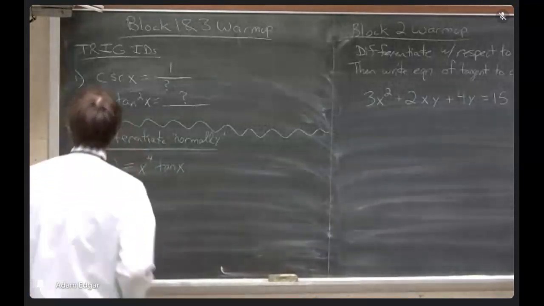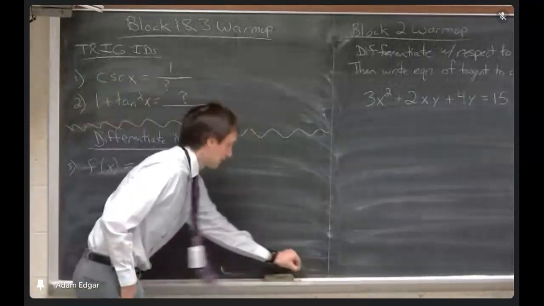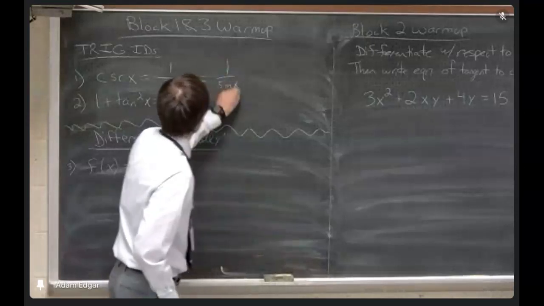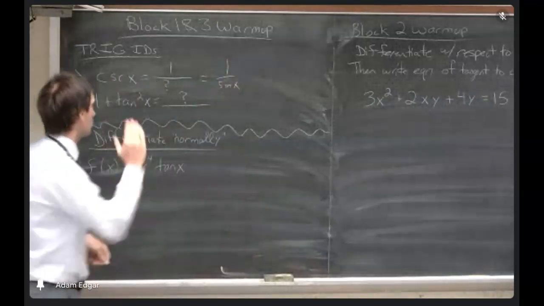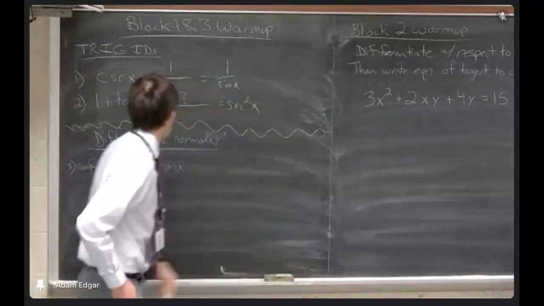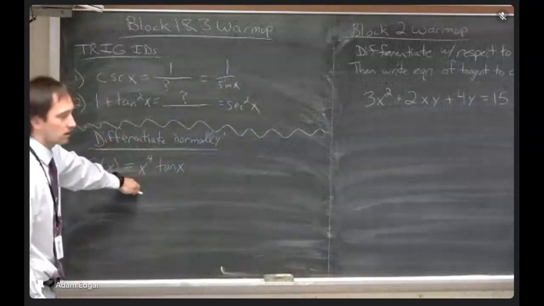Same as 1 over what? Sine. Yay! So this is 1 over sine. Know your trig identities. Also, 1 plus tangent squared equals? Secant squared.